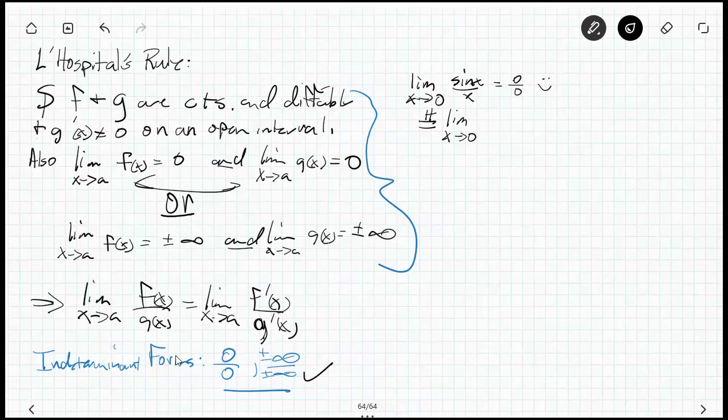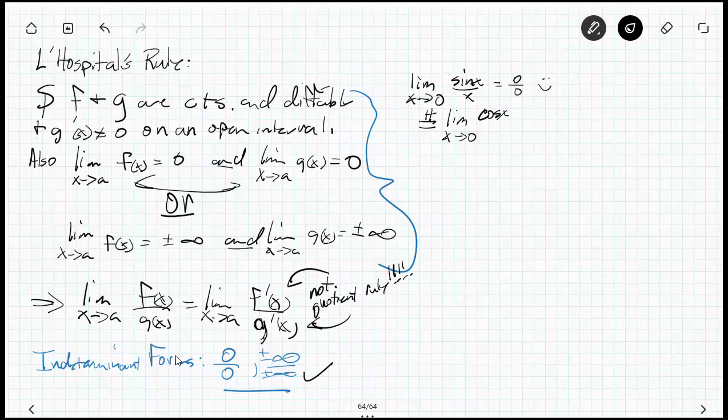Now stop. What does this say to do? It says take the derivative of the top and take the derivative of the bottom. It does not say take the derivative of the quotient. If you make the error, that's the error you're going to make. You're going to use the quotient rule. Notice this is not the quotient rule. That's not what L'Hôpital claimed. Multiple exclamation points, because that's the error you're going to make. You're not using the quotient rule. You're taking the derivative of the top. What's the derivative of sine of x?